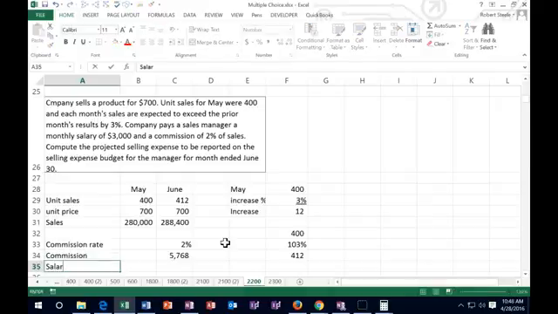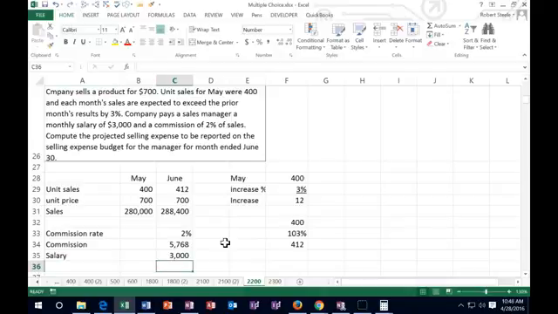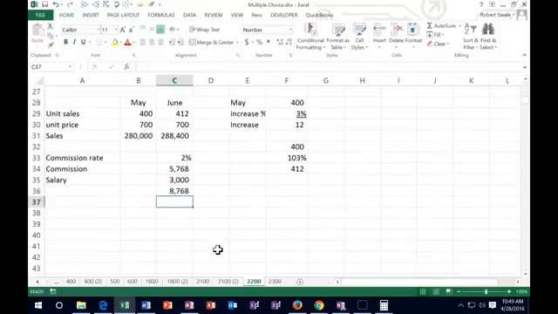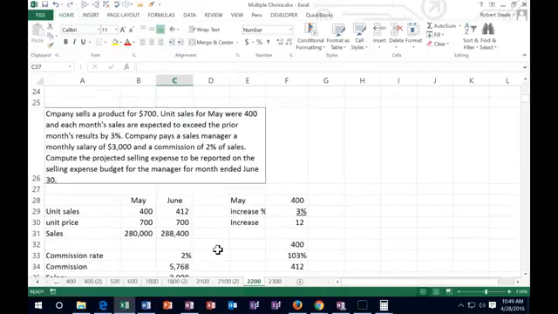We also pay a salary. So we have a salary, a sales salary to the sales manager of 3,000. Therefore, the selling expense would be the commission, 5,768, plus the salary that we pay them, and that will give us the 8,768 for the selling expenses.